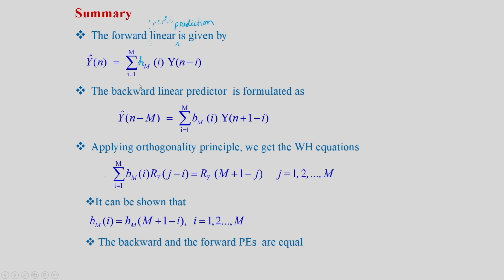Applying the orthogonality principle to the backward linear predictor, we get the Wiener-Hopf equation as this: summation bm of i into ry j minus i, i going from 1 to m, is equal to ry of m plus 1 minus j, j going from 1 to m. So, from this relationship and our earlier forward prediction relationship, it can be shown that Bm of i equals Hm of m plus 1 minus i for i equal to 1 up to m. And also we showed that the backward and the forward prediction errors are equal.